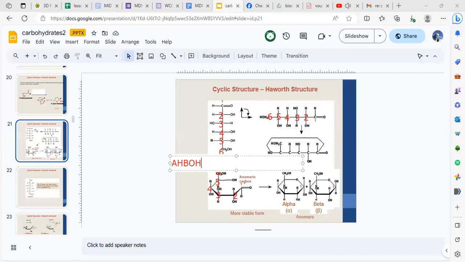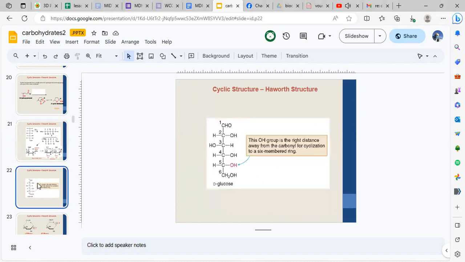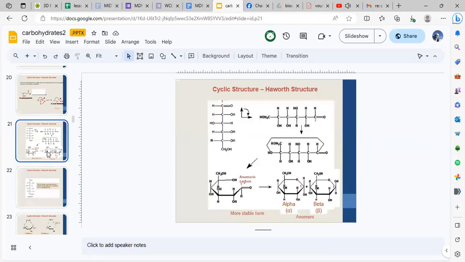Hirap intindihin, no? Okay, so it's difficult to understand. Anyway, so I'll give you another video to get the sense of it. So hopefully you will follow what I have taught you. Any questions at this point? Okay, no questions. So you got it. So the cyclic structure that you saw here is called the Haworth structure.